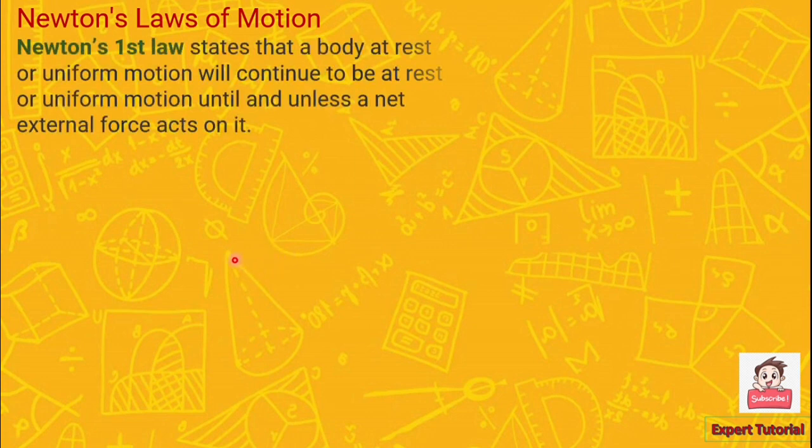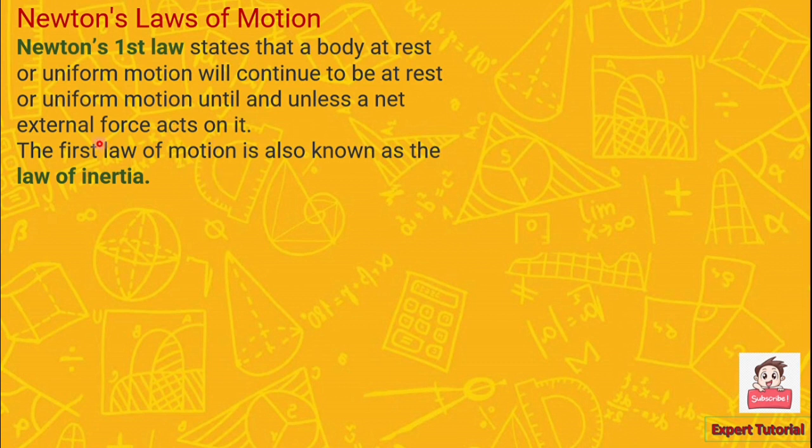Newton's first law states that a body at rest or in uniform motion will continue to be at rest or in uniform motion until and unless a net external force acts on it. This first law of motion is also known as the law of inertia. We get the concept of inertia from the first law. Now the question arises, what is inertia?